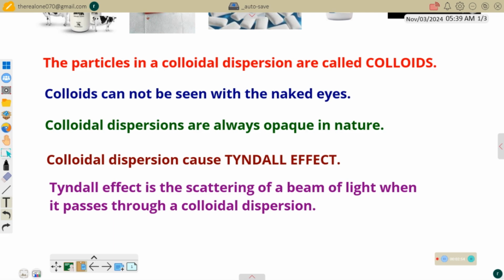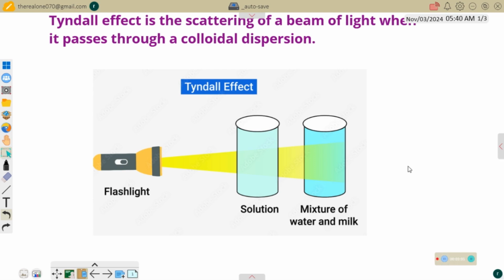So let's see an image that displays the Tyndall effect of colloidal dispersion. Consider the image above. You can see the beam of light successfully passes through a true solution without scattering. So that means for a true solution, no Tyndall effect. But on the other hand, a mixture of water and milk is a colloidal dispersion. So the light scatters when it passes through this because milk is an opaque substance. It is not transparent. That is why we can't see through milk anytime we look through it. We cannot see the other side. That is because milk is opaque and it is a colloidal dispersion.